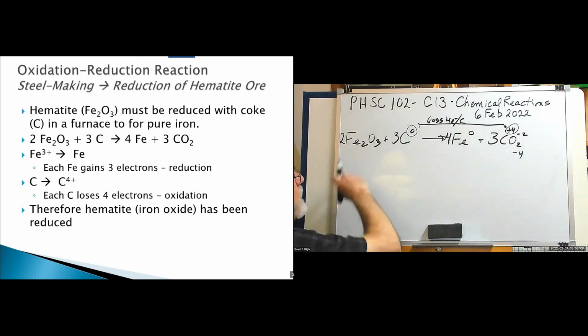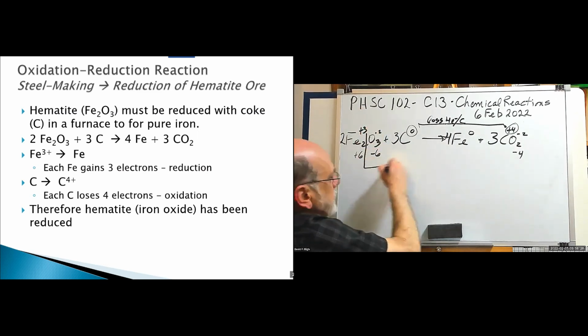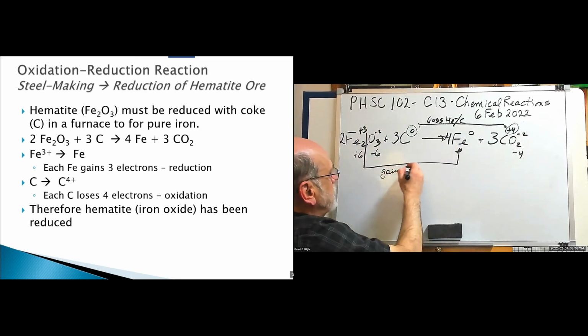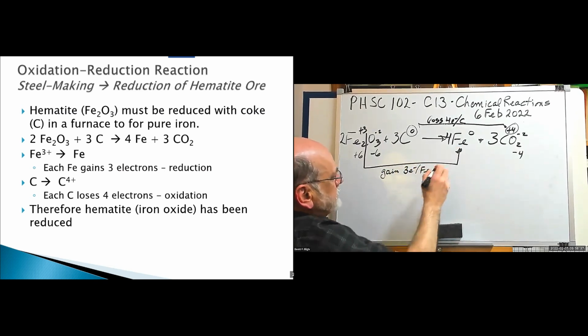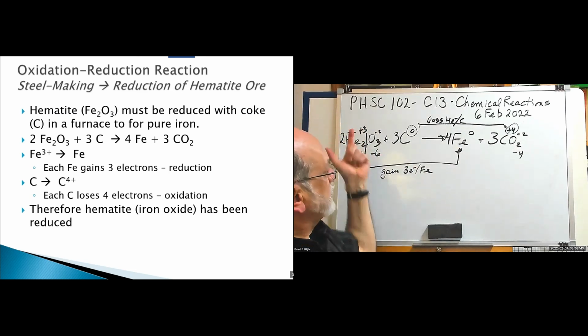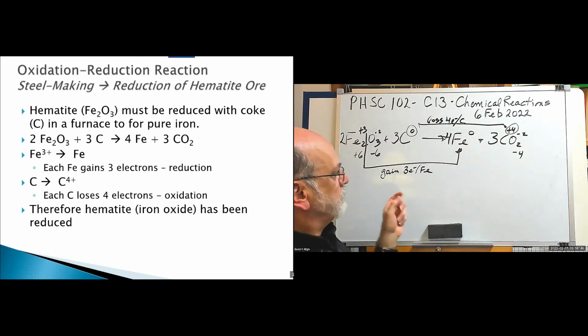Okay. How about the iron? Well, the iron's 0 here. What is it over here? Well, remember, oxygen is -2, so that's -6 total. So we need a +6 here to balance it. But we've got 2 of them. So this iron should be +3. So if we go from +3 to 0, we had to gain 3 electrons per iron. Okay? That's how you get from a +3 to a 0. You add 3 negatives and they balance out.